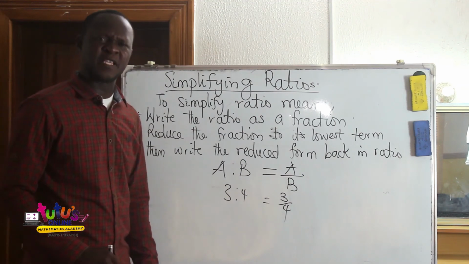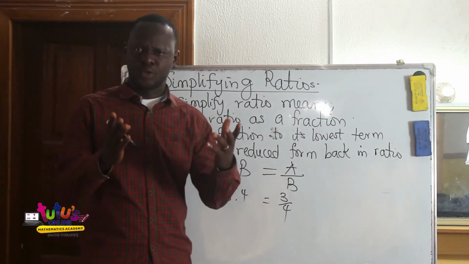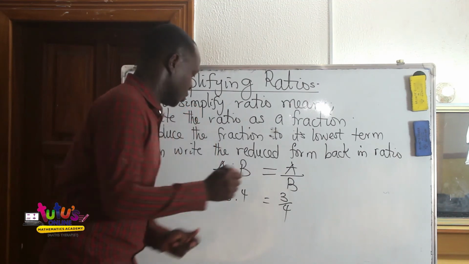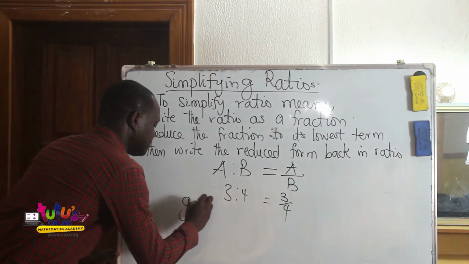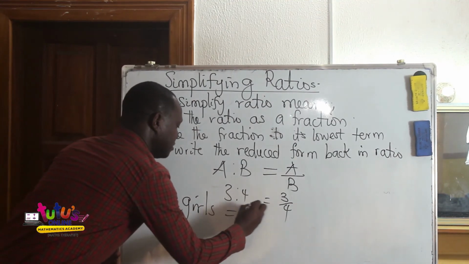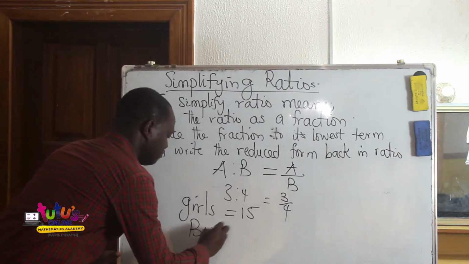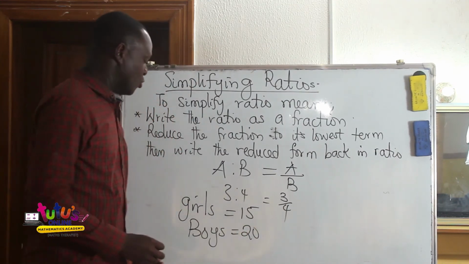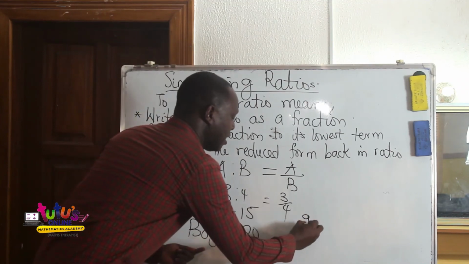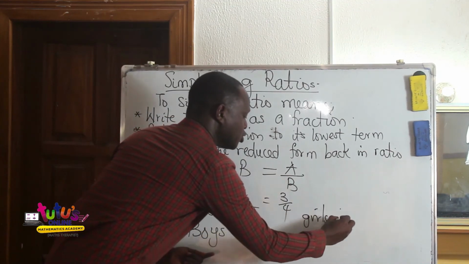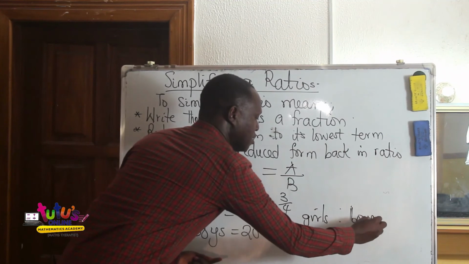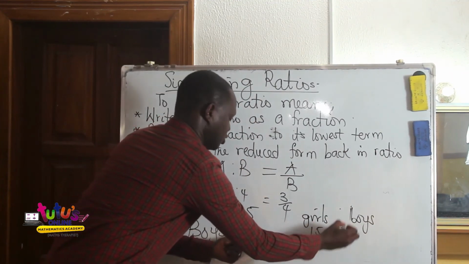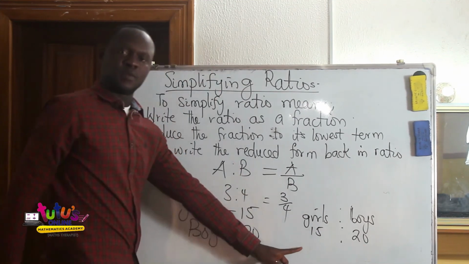I'd like us to look at a brief example. Assuming in your school, you have 15 girls and there are 20 boys. So girls is 15. And boys is what? 20. How do we write this as a ratio? The ratio of girls to boys is going to be what? 15 ratio 20. This is a ratio.